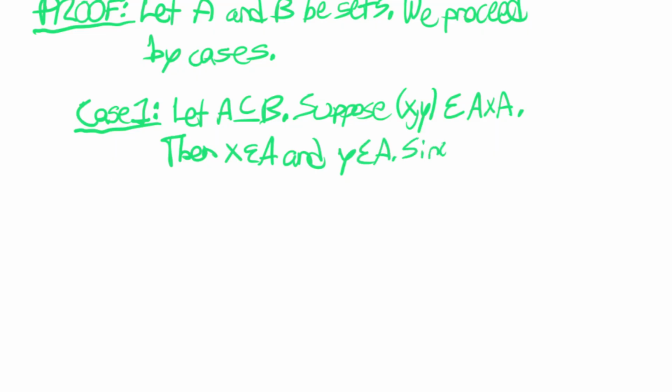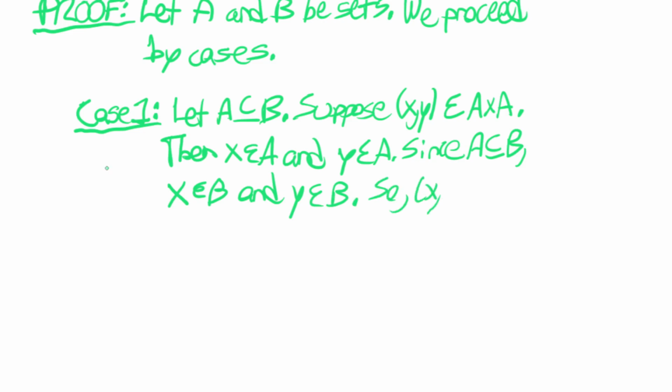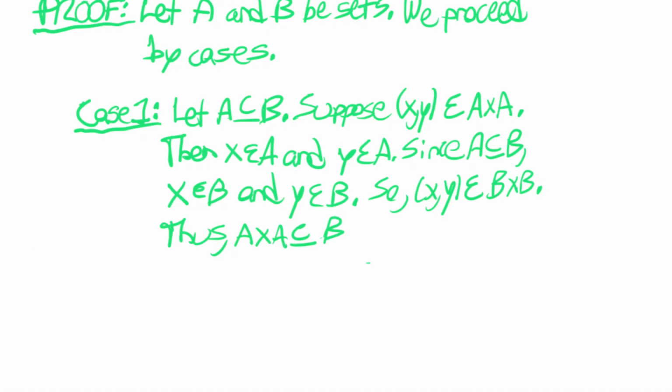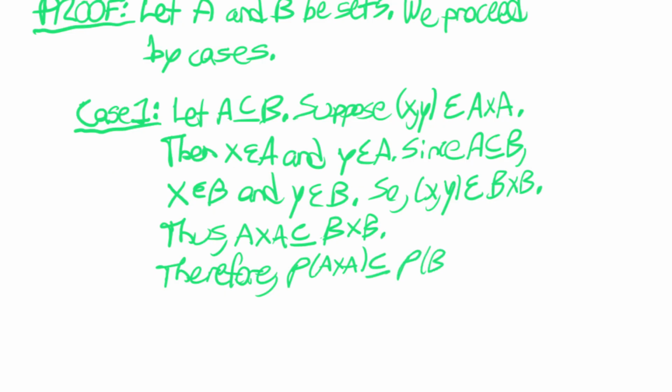So since A is a subset of B, x is an element of B, and y is an element of B. So x, y is an element of the Cartesian product of B and B. So thus, the Cartesian product of A and A is a subset of the Cartesian product of B and B. So therefore, the power set of the Cartesian product of A and A is a subset of the power set of the Cartesian product of B and B.